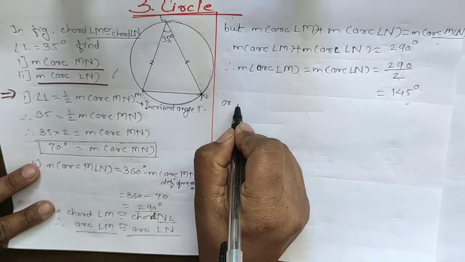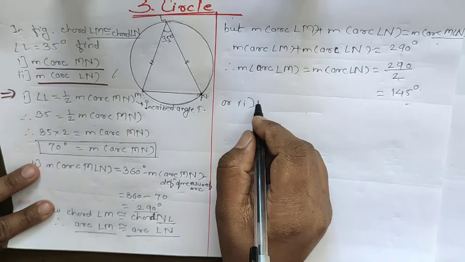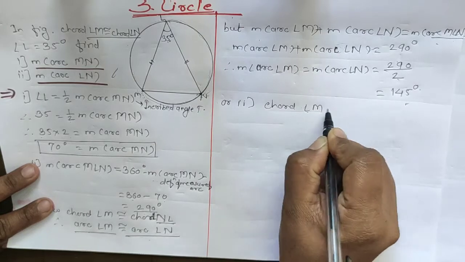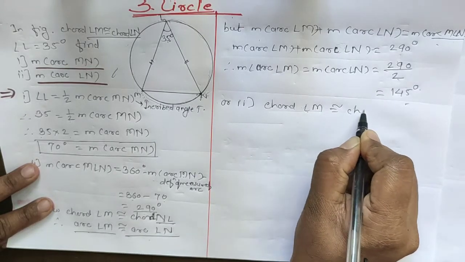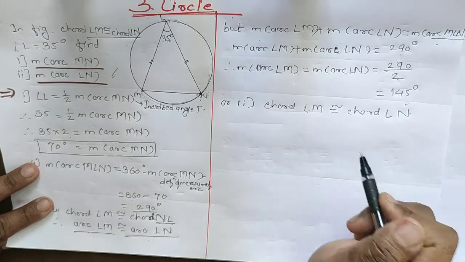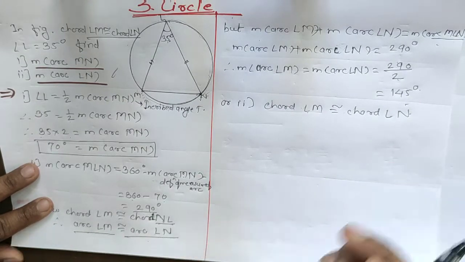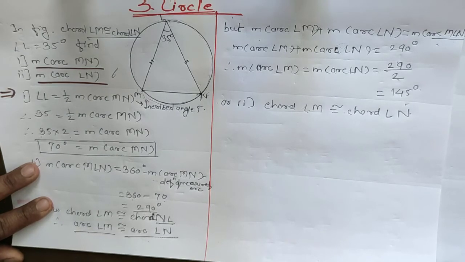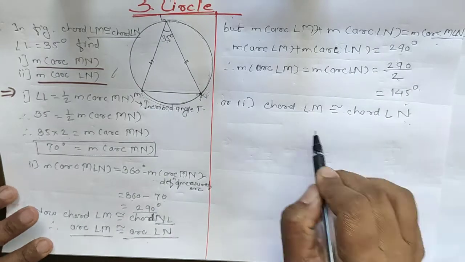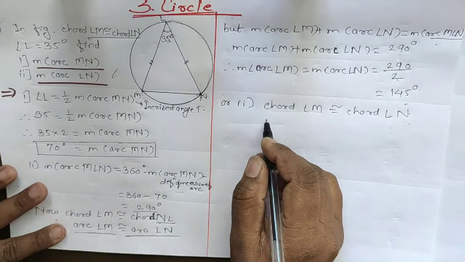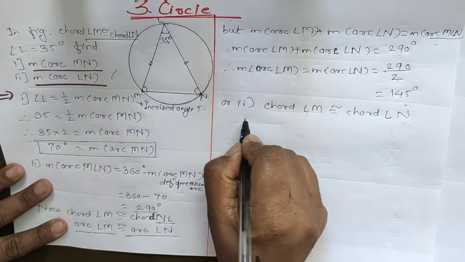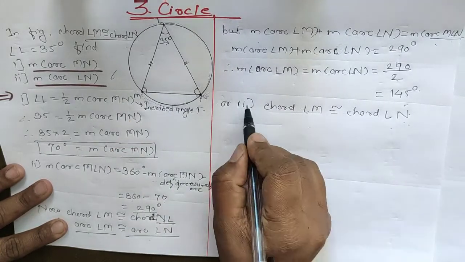Or second, chord LM is congruent to chord LN. Okay, what we have to find out? The measure of arc, we find it here. So what we have to do here? This both measure is same. So here angle M is congruent to N, because this is an isosceles triangle and base angles are always congruent to each other. Okay, this is the one method.